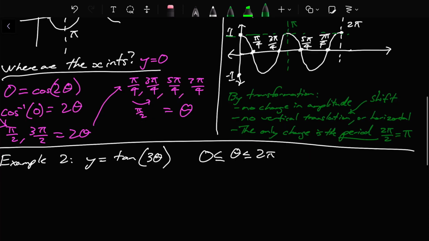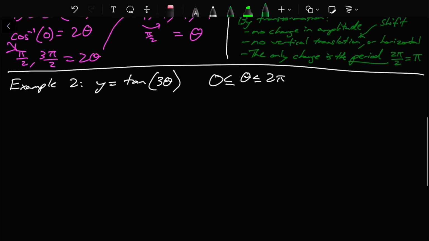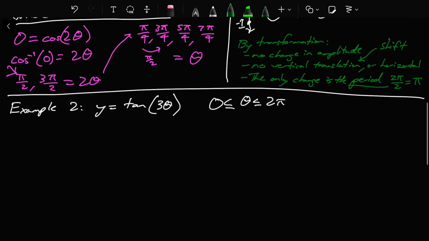All right, example number 2, y equals tan of 3 theta. Now your books will say that there's no sort of left and right shifts that can happen with tangent, which is fair enough because it gets a little bit iffy. You could do it and it could be fine, but it prefers to mainly do period shifts. So again, I'm going to do the algebra and then we're going to do the transformation. Let's do the algebra first.